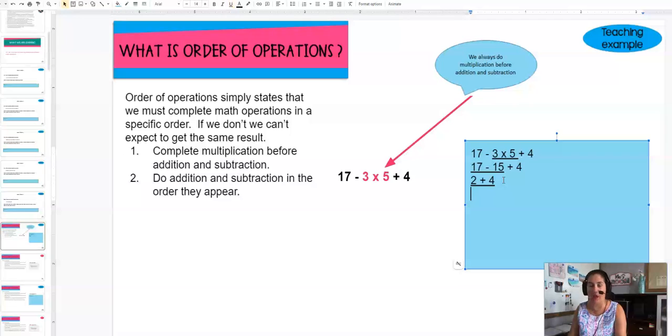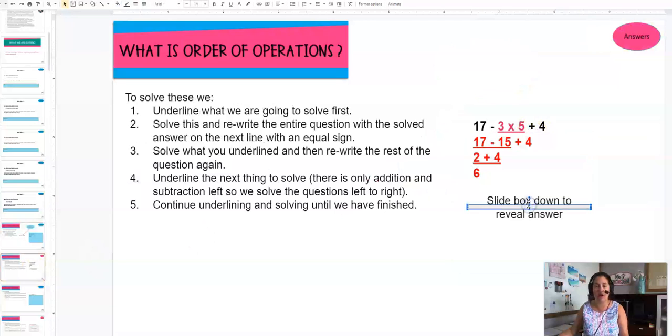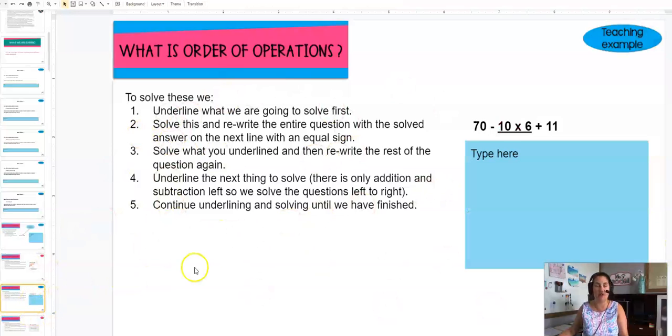So then I'm going to write my answer. Well, 2 plus 4 I know is 6. And so then I finish my sentence. There's no more questions left to do. And you can see from over here that I've got the exact same answer. So this is exactly the same way we just solved it. Let's move on to the next question.